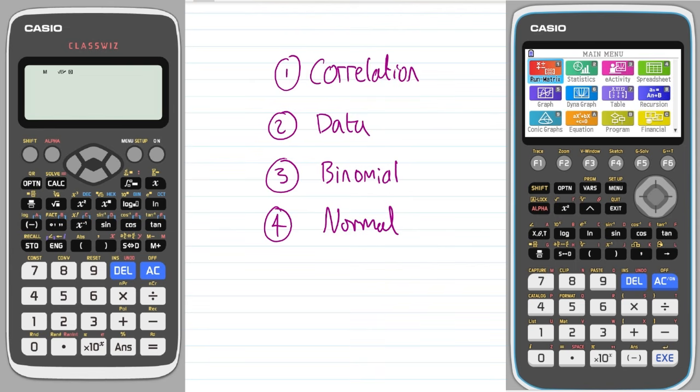Now I'm going to start with the ClassWiz and then I'm going to move on to the CG50, and you can navigate through using the chapters in the video to look at the parts which suit you or the calculator that you have. I hope you find it useful.